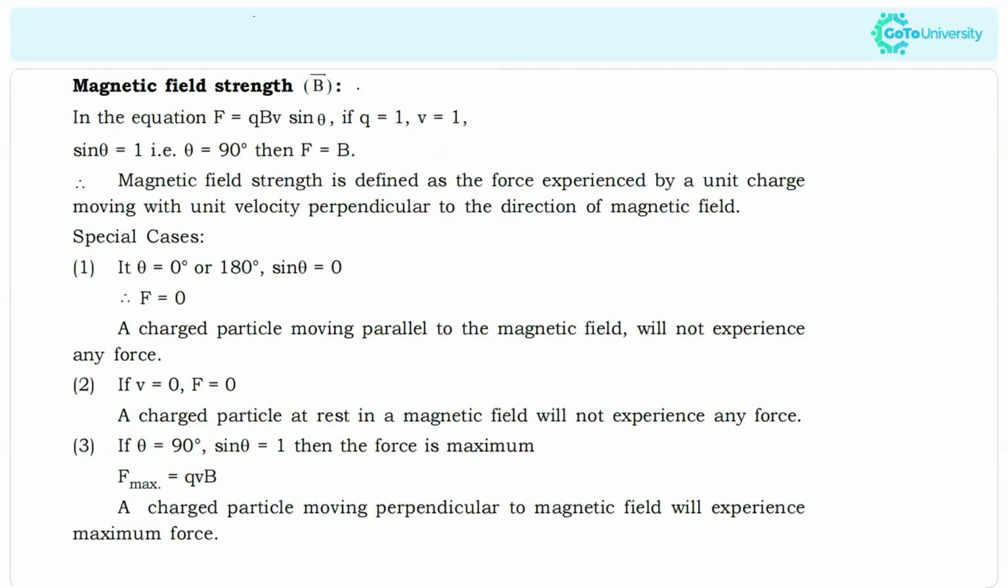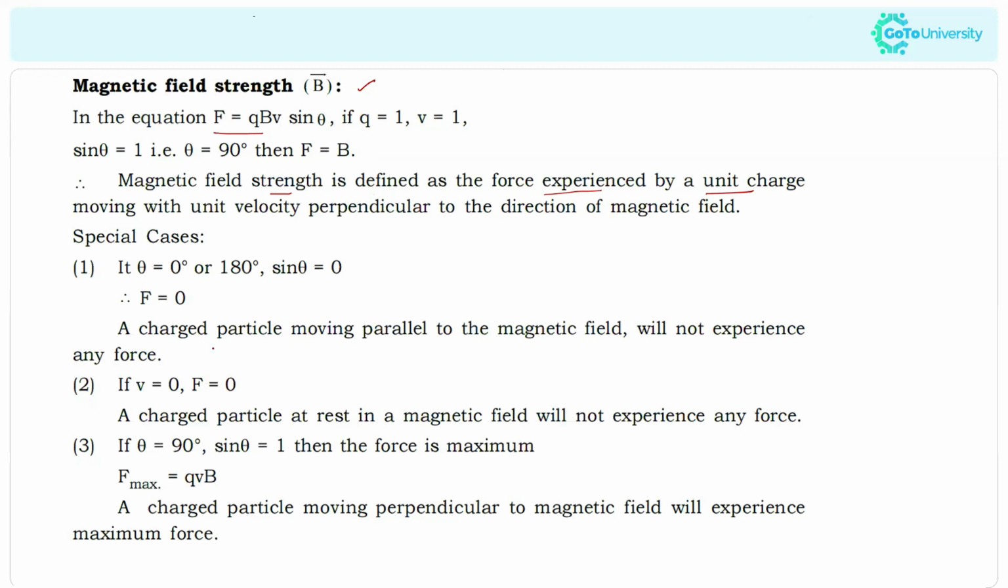Magnetic field strength. From the equation of Lorentz force, F is equal to qvB sin theta, we can define the magnetic field strength. As I said already, magnetic field strength is nothing but the force experienced by a unit charge moving with a unit velocity perpendicular to the direction of the magnetic field.